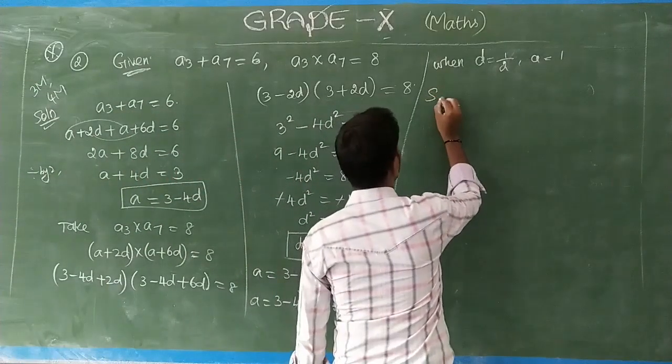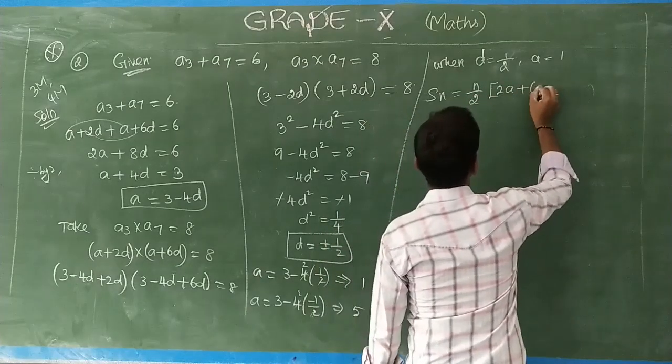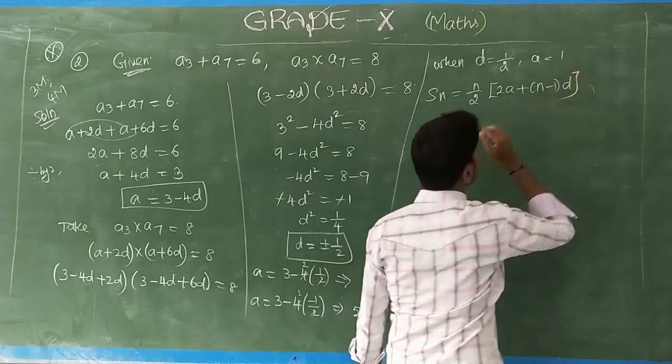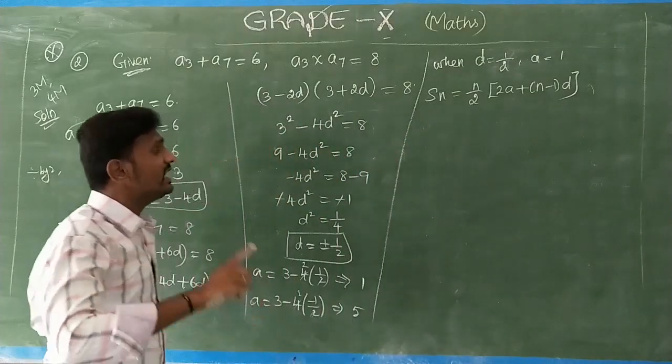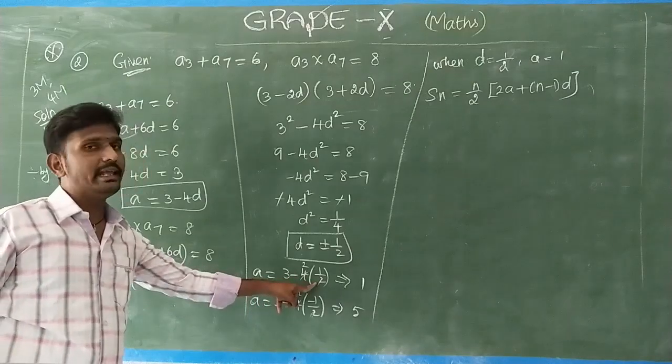Yes, students. Okay, already you know the formula: Sn equal to n by 2 into 2a plus n minus 1 into d. Now I am going to substitute a is equal to 1 and the corresponding value of common difference d equal to plus 1 by 2.